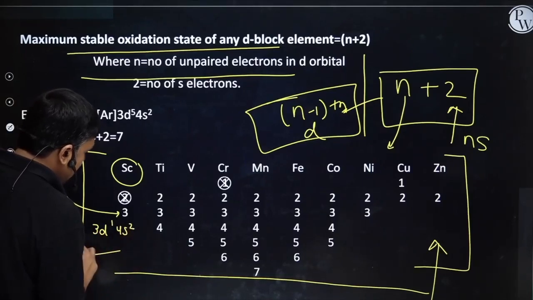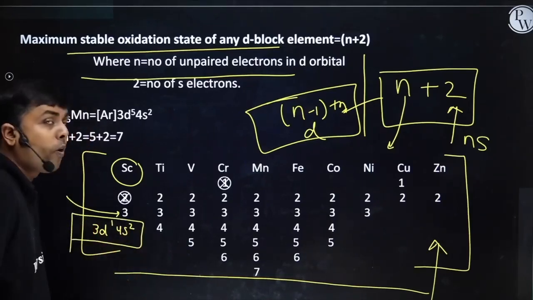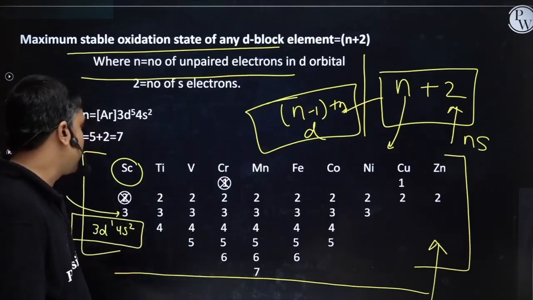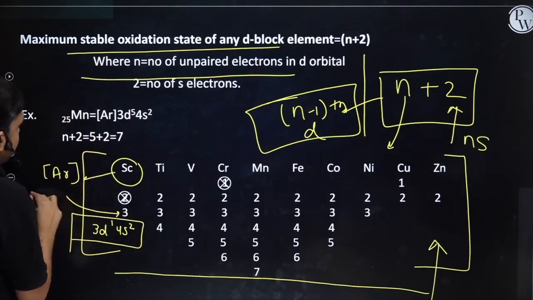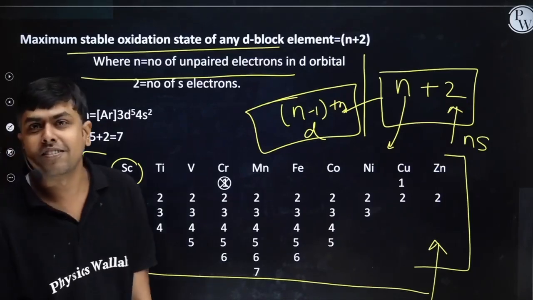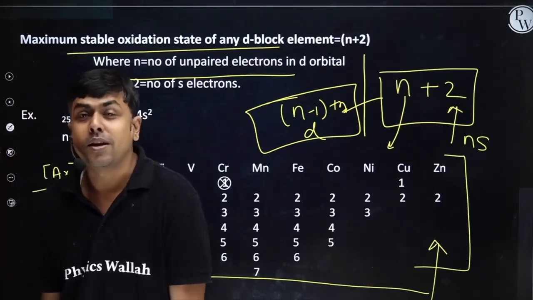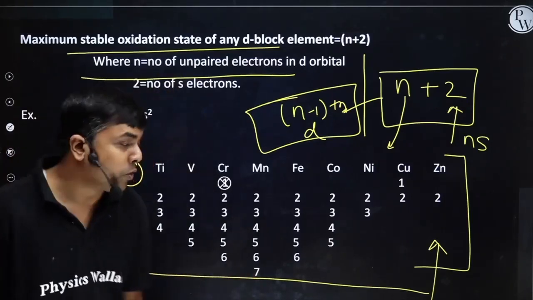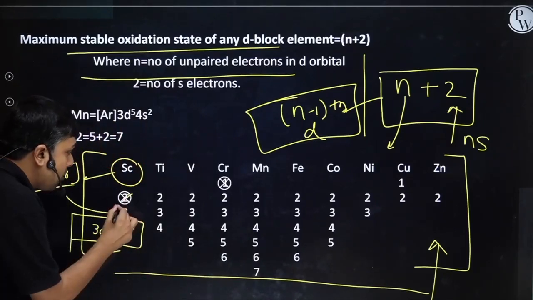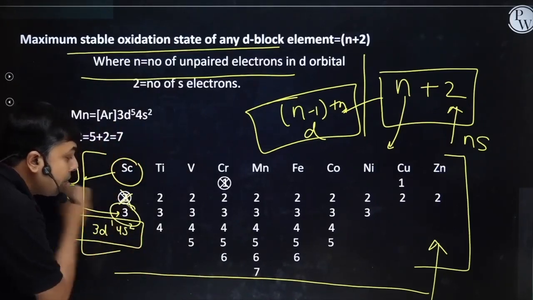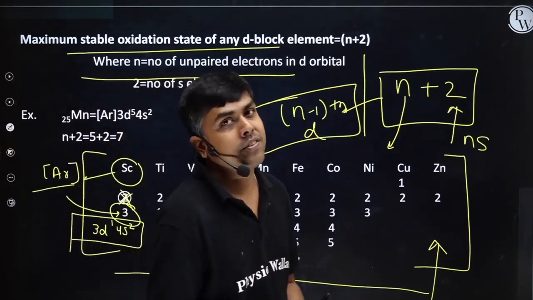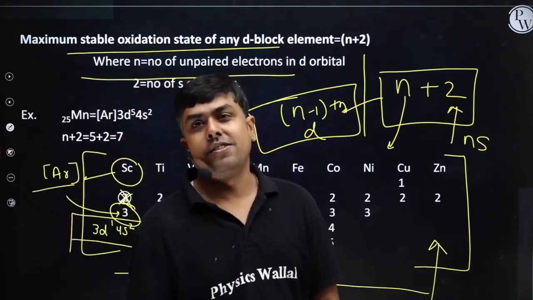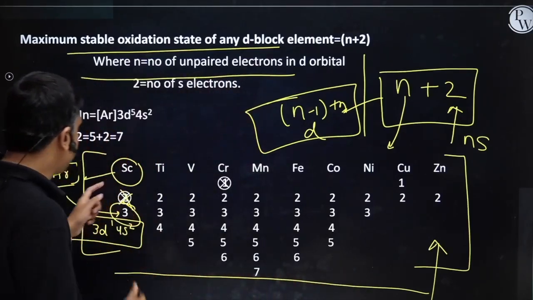3d1 4s2. So basically, after removing all 3 electrons, it will achieve the configuration of argon. That's why scandium shows the plus 3 oxidation state. It does not show plus 2 because after removing 3 electrons, it's achieving the configuration of argon, a much more stable configuration. This one is important.